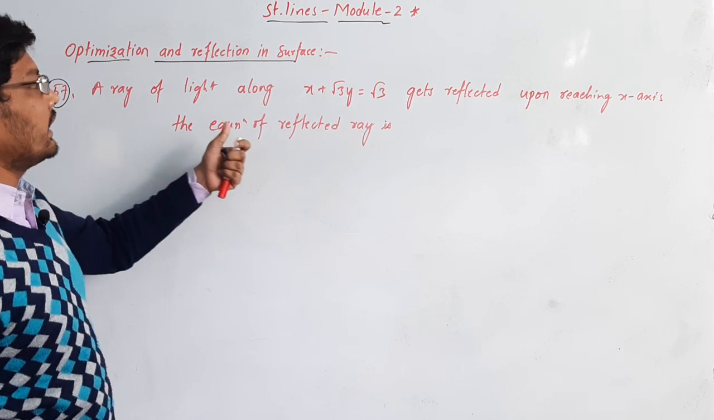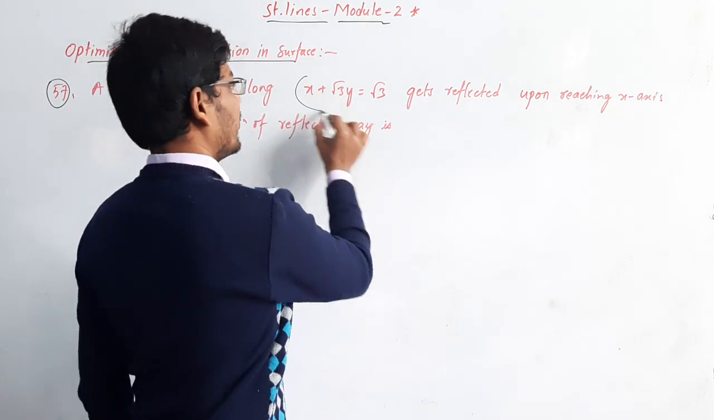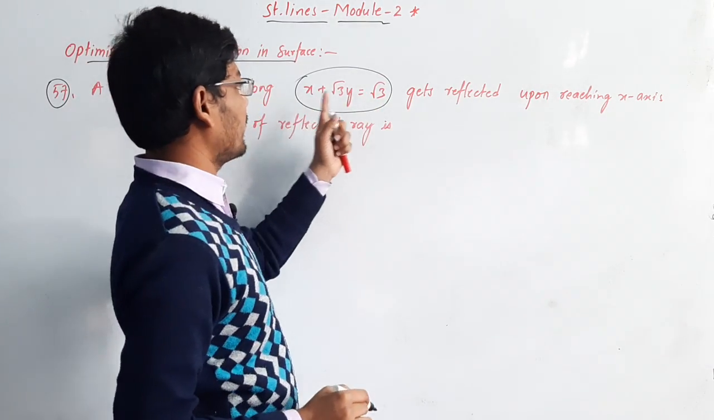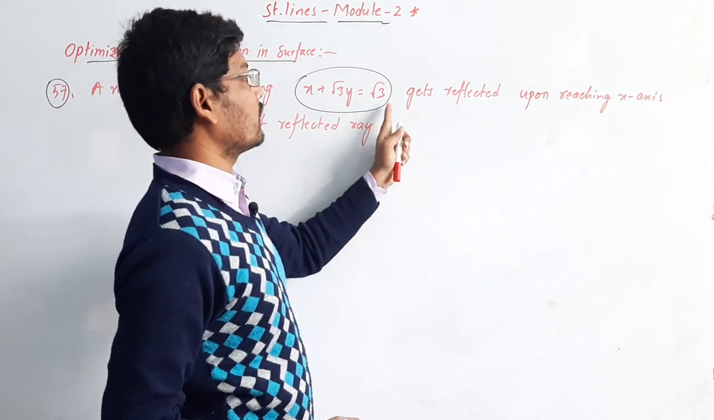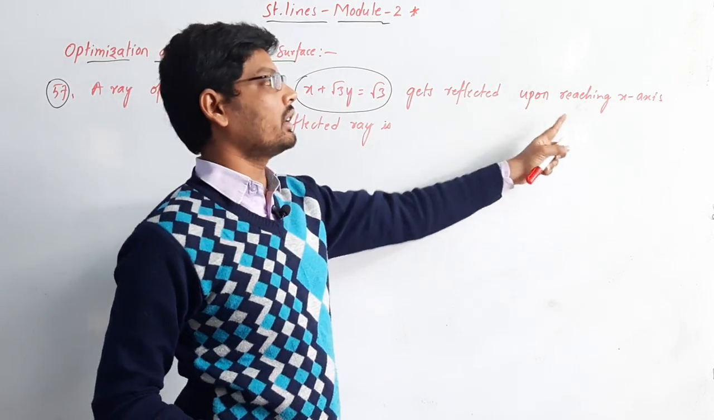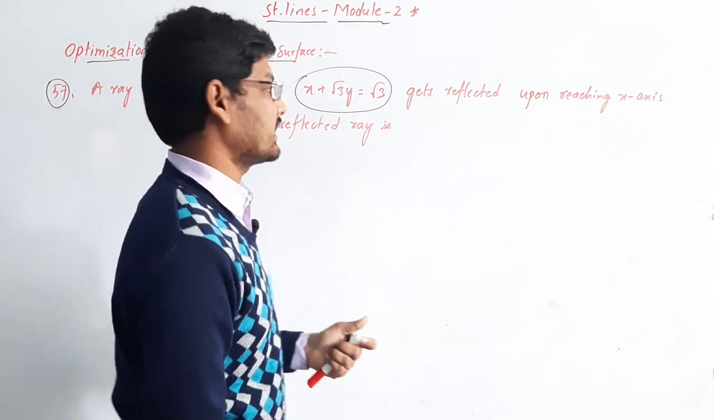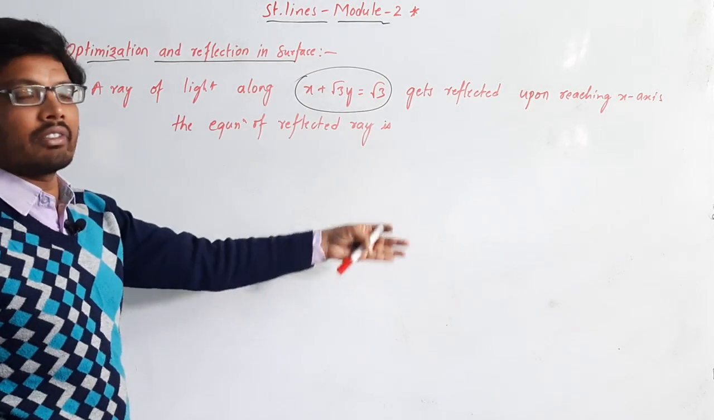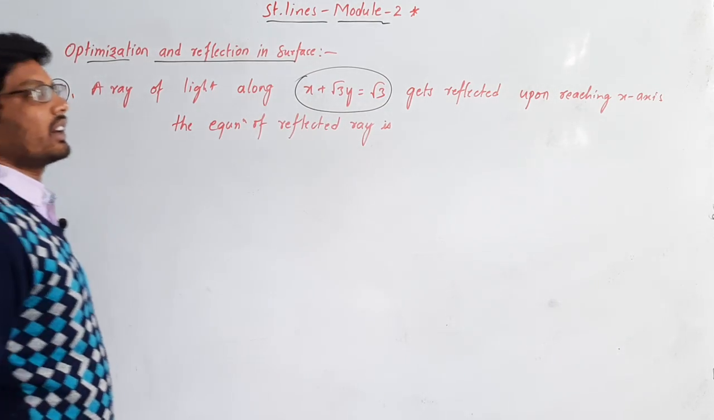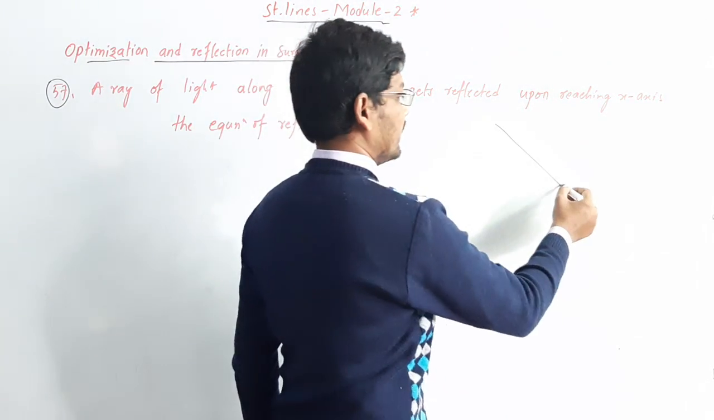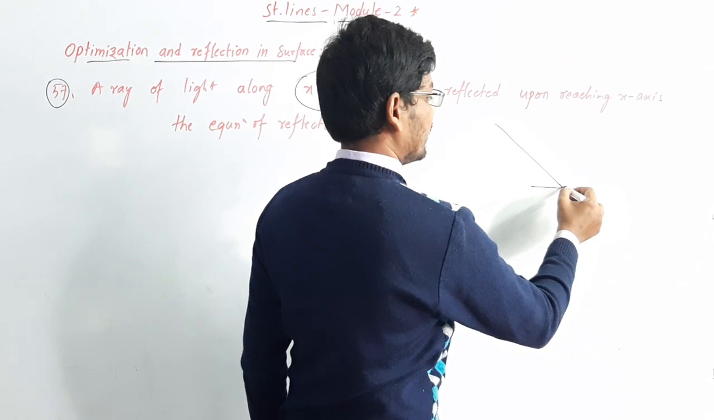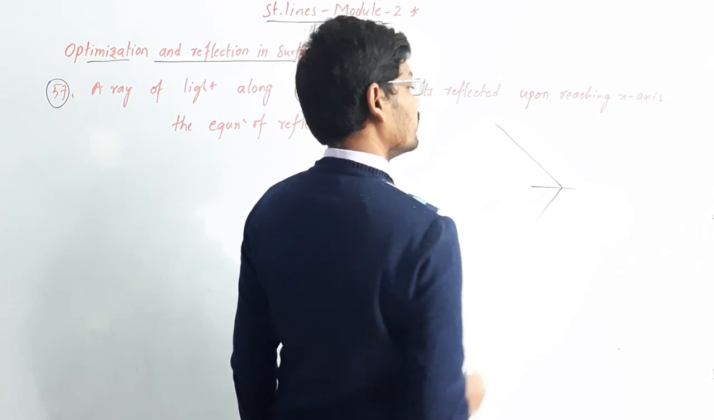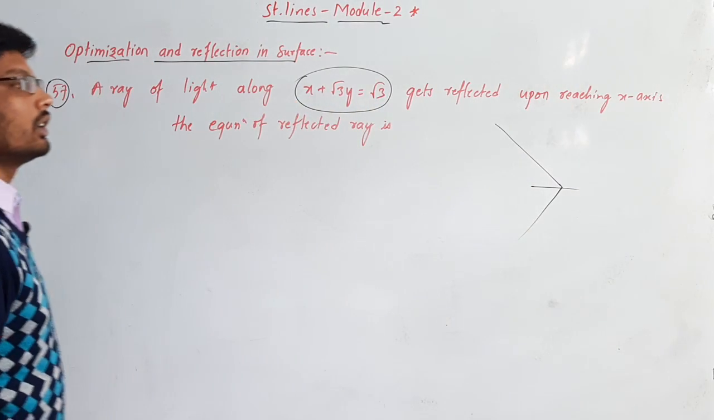A ray of light along the equation given, x plus root 3y is equal to root 3, gets reflected upon the x-axis, and we need the equation of the reflected ray. For example, if the ray is reflected on the x-axis, it will be reflected like this. So this is the reflection here.